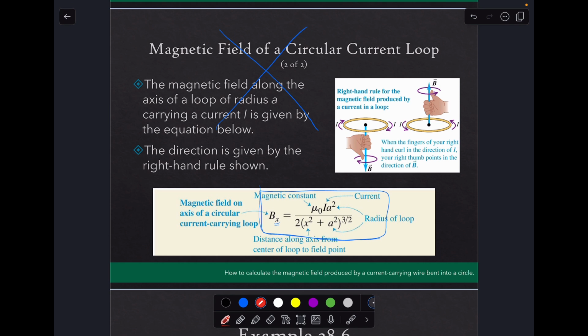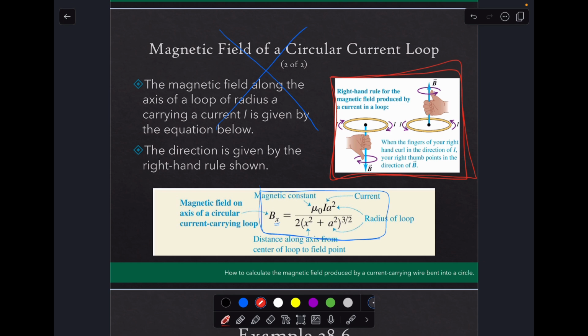I crossed it off here because you won't be tested on this. This is not going to show up in the exam. But what you do need to know is this right here, the right-hand rule for determining the direction of the B field due to a current carrying loop. It's going to be very important for chapter 29.